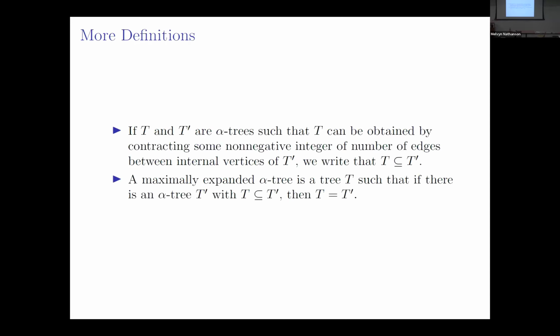And a maximally expanded alpha tree is where you cannot expand things anymore. There's no collapsing, right? If you try to take a vertex and sort of spread it apart and maintain the rules of an alpha tree, it just cannot be done. So that's what we mean by a maximally expanded alpha tree.